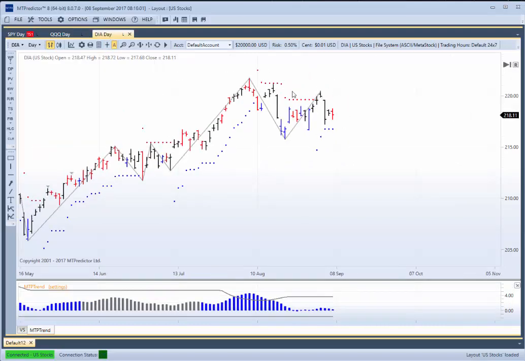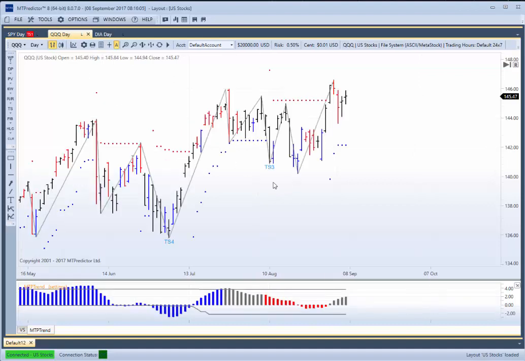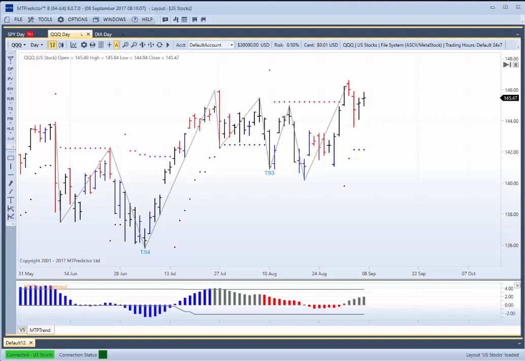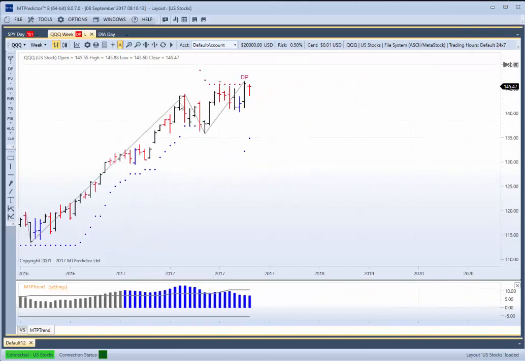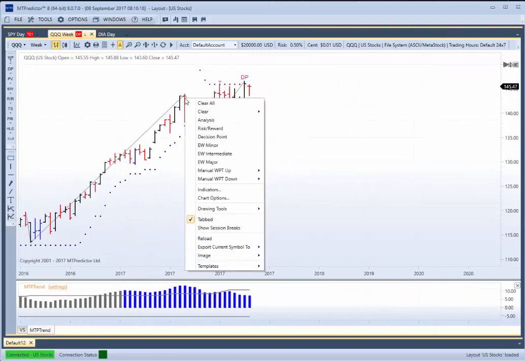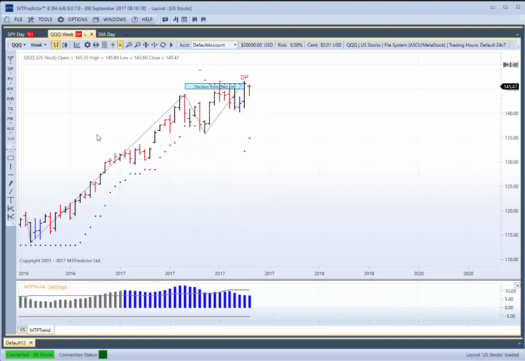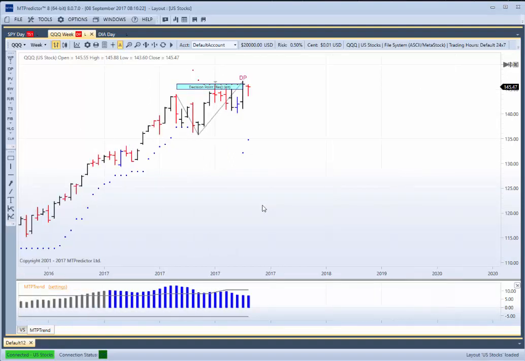Made a lower high here, even though our MTP trend is blue. So the Qs are actually diverging. But the interesting thing on the Qs is if I go out to the higher time frame, which is the weekly chart, and I place a DP on from the previous high, which would have been here. Remember, these DPs are areas on the chart in advance, they're there before the market even gets there. See how the Qs are actually at DP resistance.